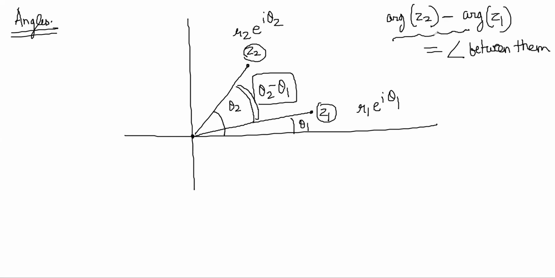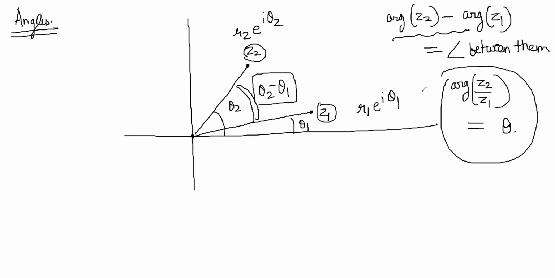This can be written as arg of Z2 by Z1, which is equal to the angle theta between them. Now what I have written here, arg of Z2 by Z1, can be thought of as Z2 minus 0 by Z1 minus 0. Why am I mentioning the 0? Because the angle is always formed at a vertex. This is the vertex in this case.